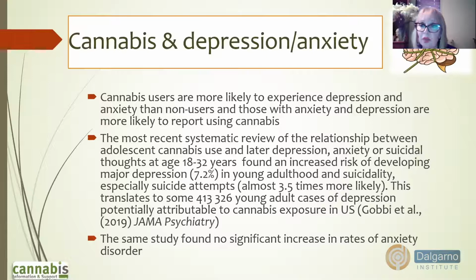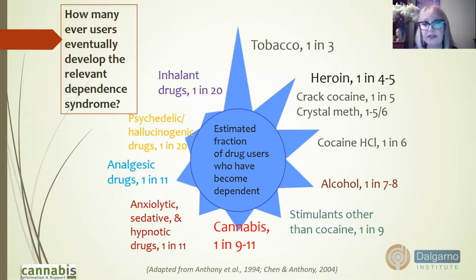And at a time where the whole nation, the whole world is going through such a terrible stressor, where we're most concerned about mental health, we see an increase in cannabis use from those surveys that have been done this year. This is really a horrible combination. This translates to more than 400,000 young adult cases of depression that are potentially attributable to cannabis exposure in the US. So that's a pretty concerning data point. Interestingly, the same thing was not seen for anxiety.